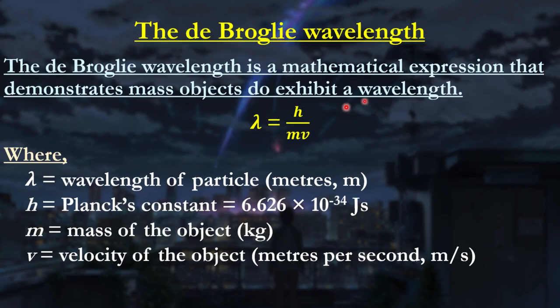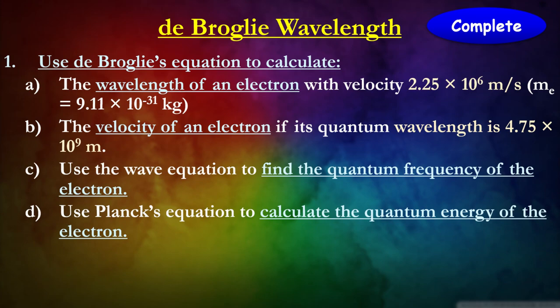Okay, so this is the equation we have here. Now h is obviously Planck's constant. The mass we're dealing with is whichever object you want to look at, and then v is the velocity of the object, and then obviously lambda is the wavelength we're looking at. Okay, so let's try this question and look at how de Broglie's equation can show us the velocity, the wavelength of the electron, and what does that mean in general.